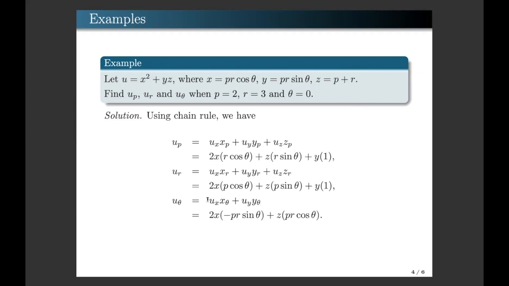So when we plug in, we still have the partial of u with respect to x here, but now, looking at this expression, what's the derivative of this with respect to theta? That is now equal to negative p times r sine theta. Then plus the partial of u with respect to y, that's still z. But now the partial of y with respect to theta, looking at this expression here, is equal to pr cosine theta. All right. So again, let me give you a few moments to look at the formula.